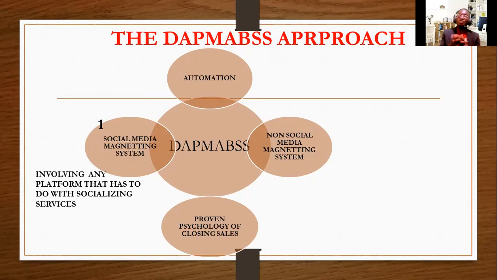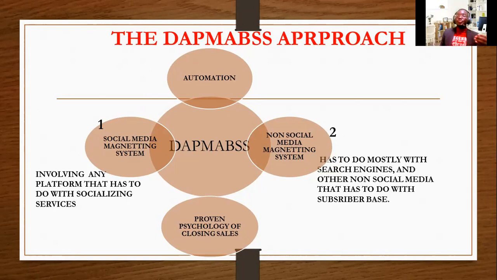Then we have the non-social media component as well, or the non-social media magnetic system, because not all the time is everybody on social media. So we need to find a way to magnet people from the non-social media component. This has to do mostly with search engines and other non-social media that have a subscribable database, a reachable customer base that you can reach.